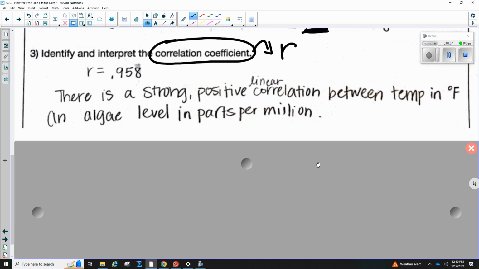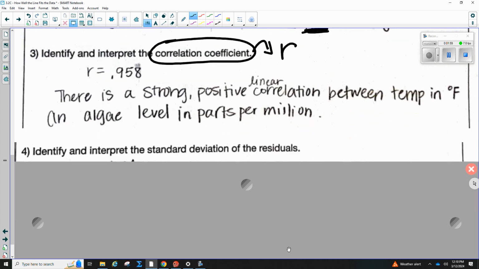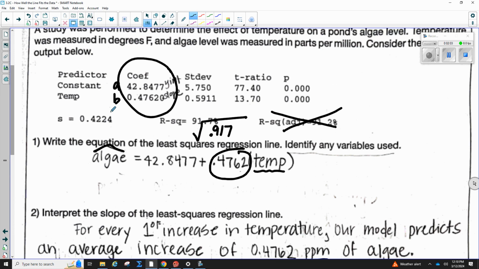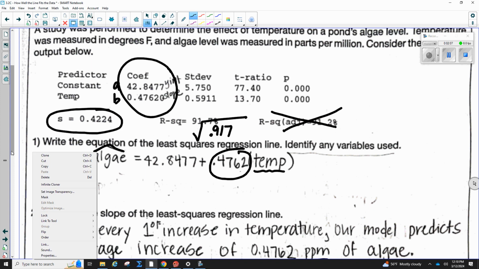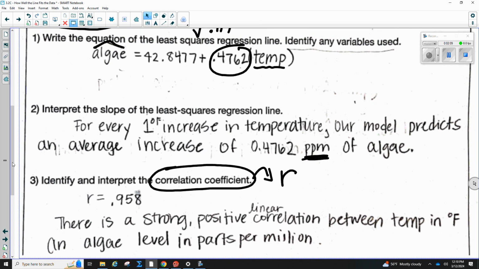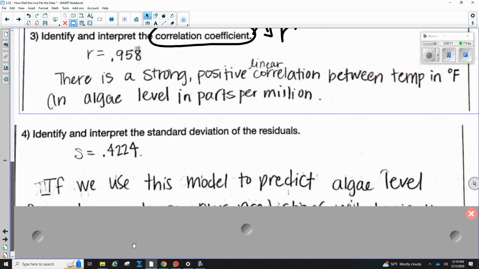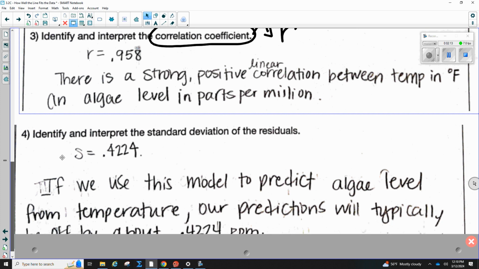All right, and number 4, identify and interpret the standard deviation of the residuals. So S, okay, here is S. And really, you just need to be able to interpret S, okay? So my sentence for S, go ahead and list what it is, 0.4224.